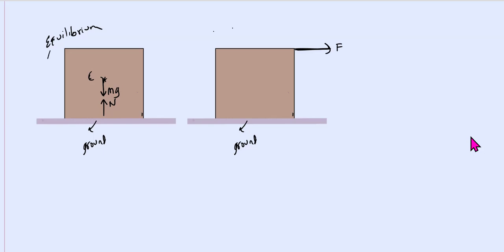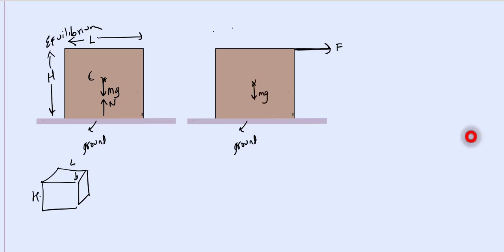We'll assume some dimensions. Let H be the height of the block. Let L be the length of this one. These are the dimensions we are assuming. So we are assuming some rectangular block whose height is H, length L, and this is the breadth B. The weight mg will act through the center of mass.